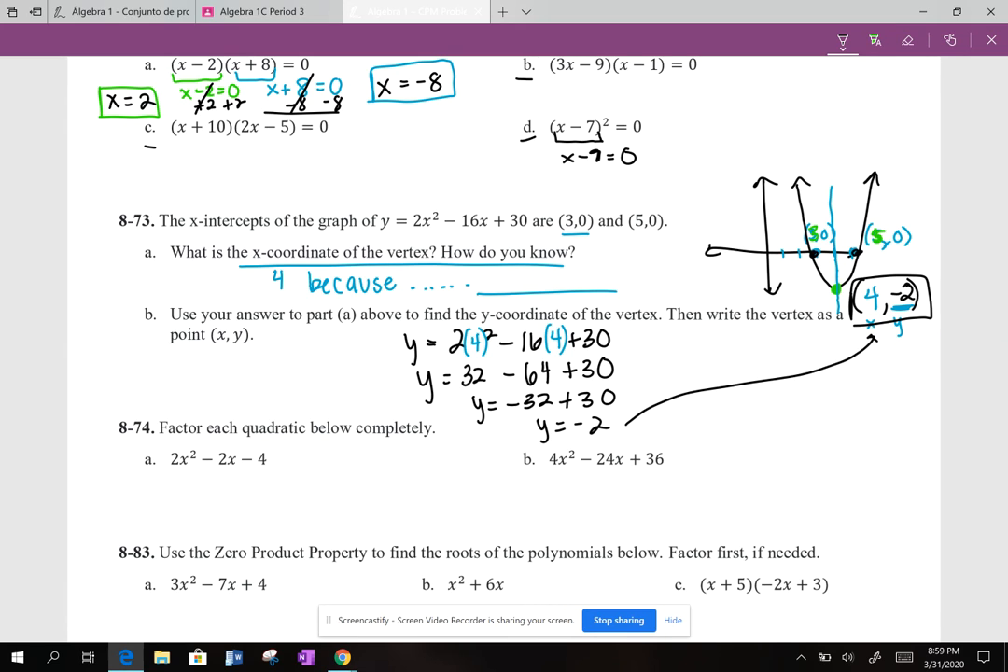That's all you've got to do for this problem: like we did at the beginning, find the x-coordinate by finding the halfway point between those two x-intercepts, and then plug that in to get the y-coordinate of the vertex.